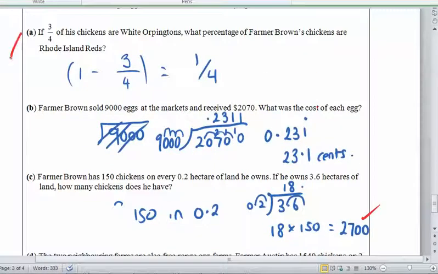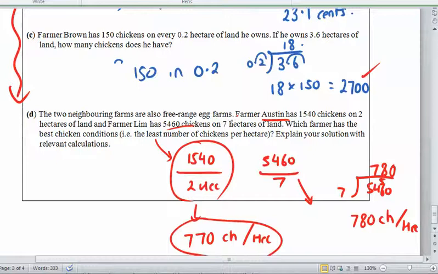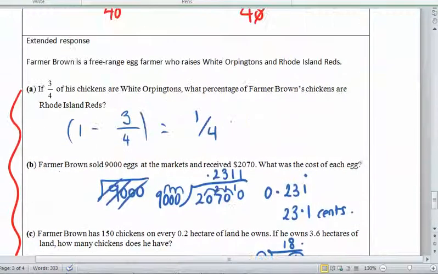These questions you need to really just practice. A number of you are really struggling the moment you have to read and try to think logically.